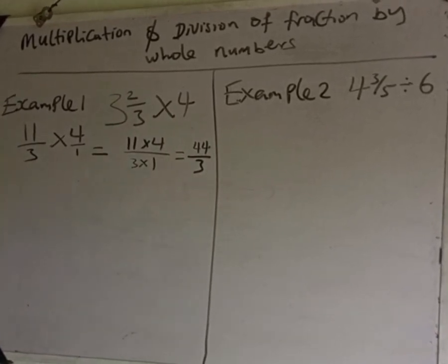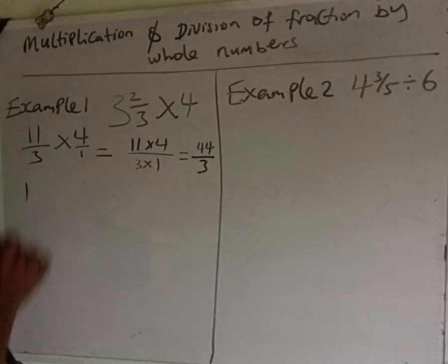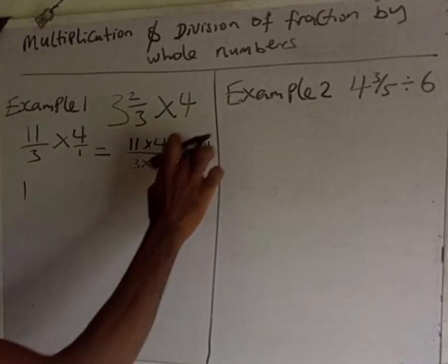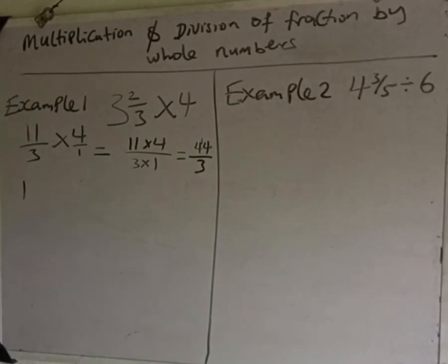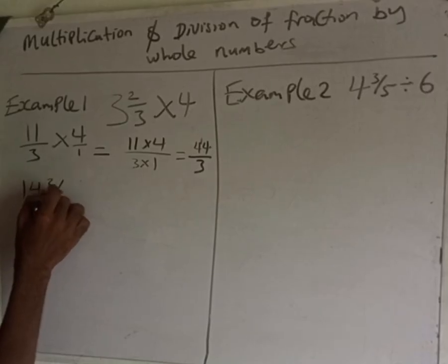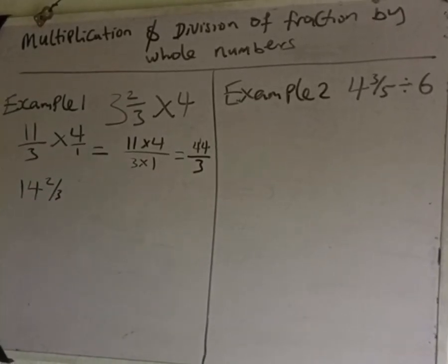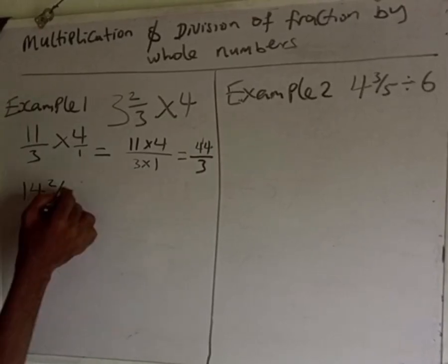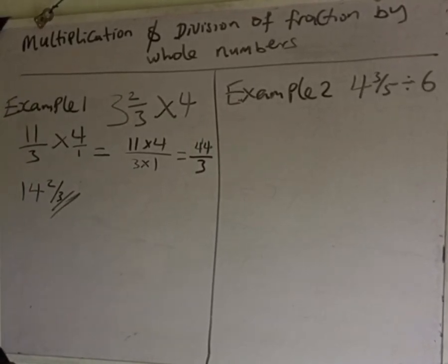44 all over 3. Now, 3 going into 4, we have 1, remainder 1. We put that 1 here, it becomes 14. 3 going into 14 is 4, remainder 2. So we have 4 remainder 2 over 3. This is what we are going to be having. So this is going to be our answer when we find 3 whole number, 2 over 3, times 4. Let me give you another example.